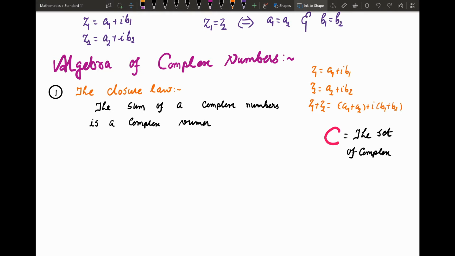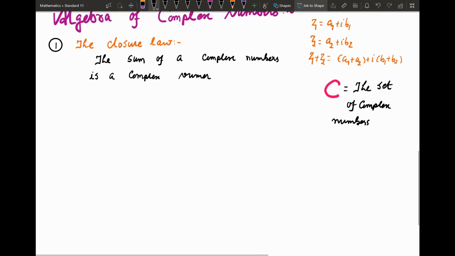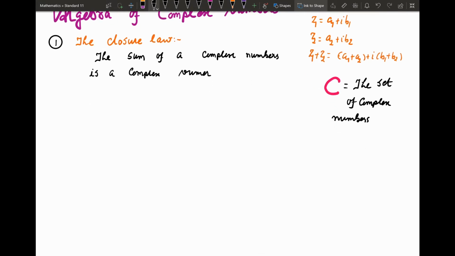Set of complex numbers. So the sum of complex numbers is a complex number. That means, according to this closure property, if Z1 and Z2 belong to the set of complex numbers, then according to the closure law Z1 plus Z2 is also a complex number. So this is the property known as closure law.